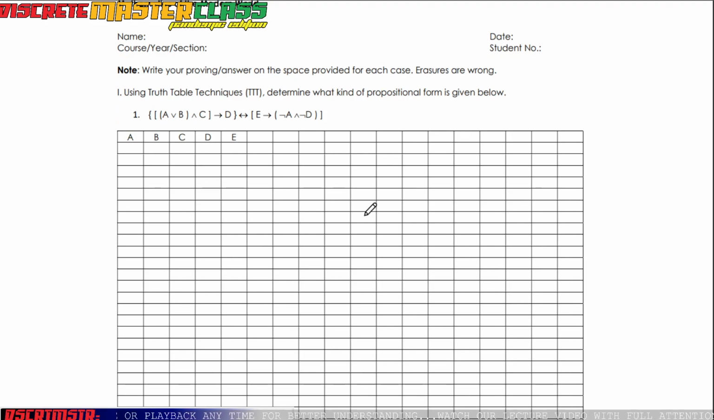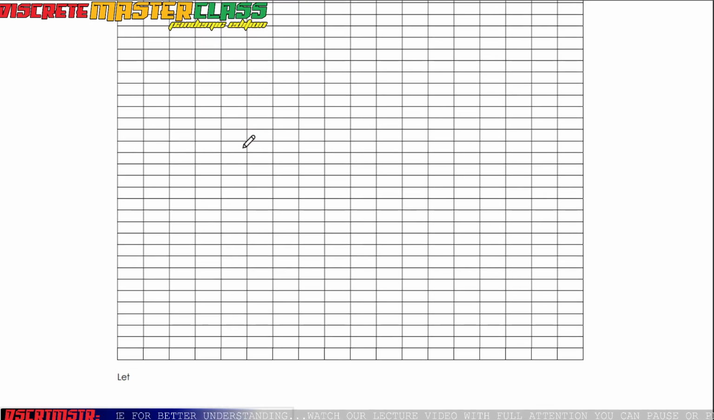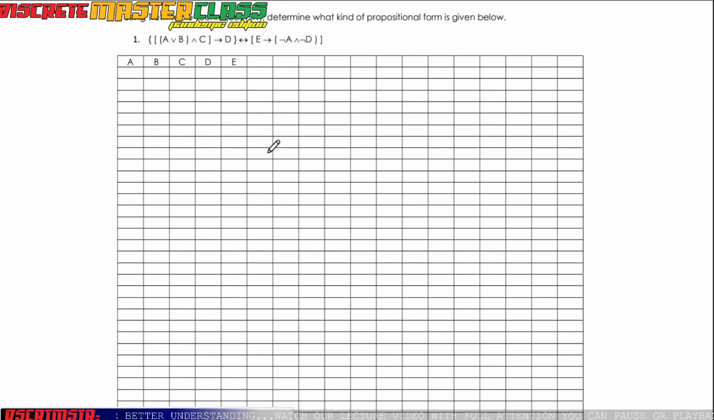Okay, so describe natin yung number 1. Yung number 1 is a propositional form composed of 5 component propositions. So you are expecting 32 assignments, no? So the first column, because 32 divided by 2 is 16. So the first is 16 na 1, then 16 na zeros.